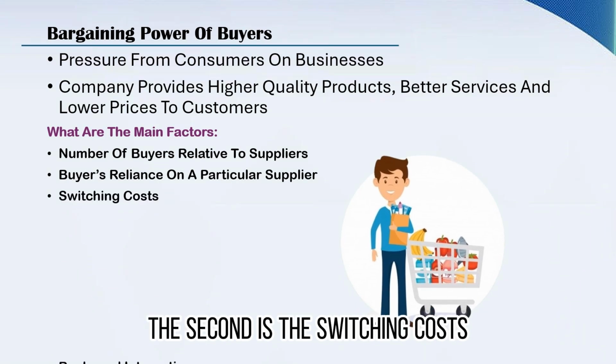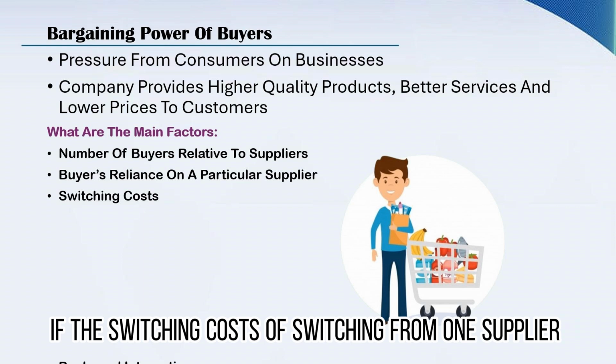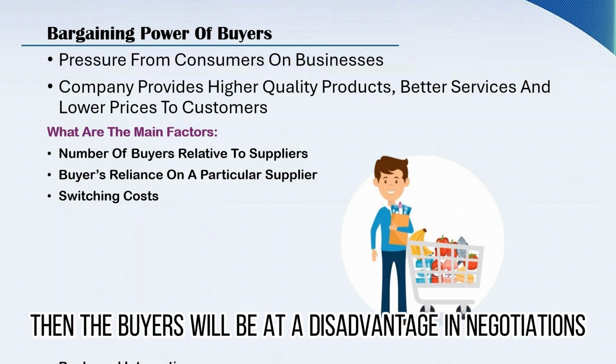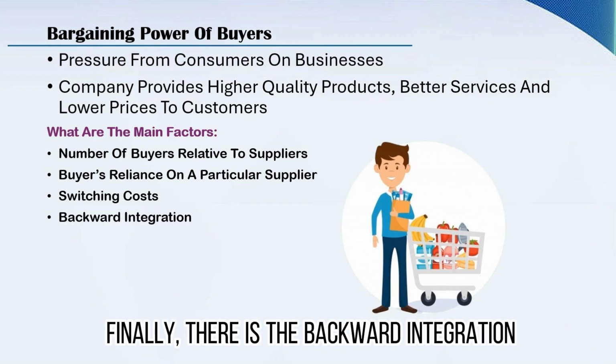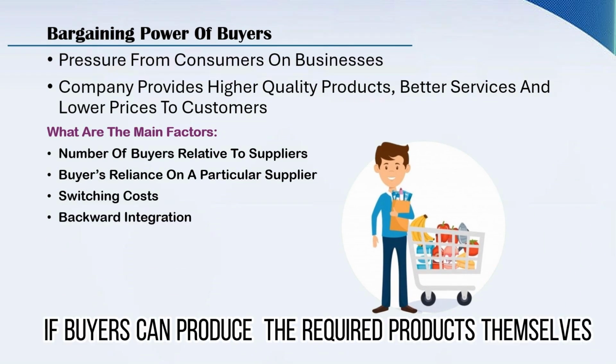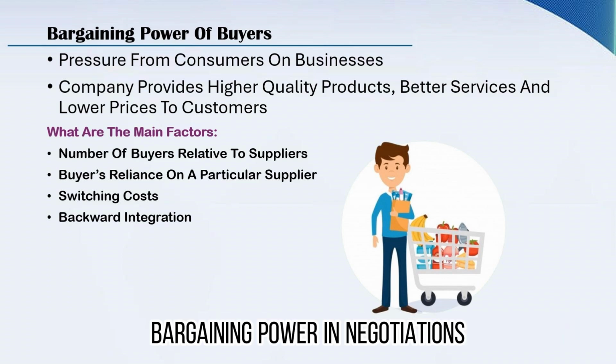The second is the switching costs. If the switching costs of switching from one supplier to another are high, then the buyers will be at a disadvantage in negotiations. Finally, there is the backward integration capabilities of buyers. If buyers can produce the required products themselves, then they will have greater bargaining power in negotiations.